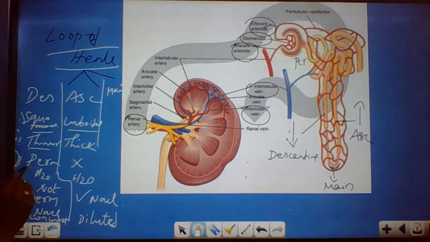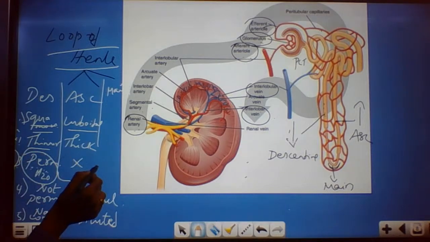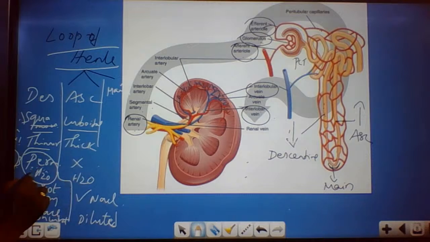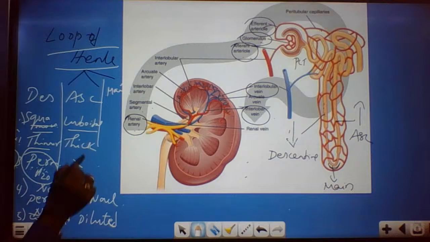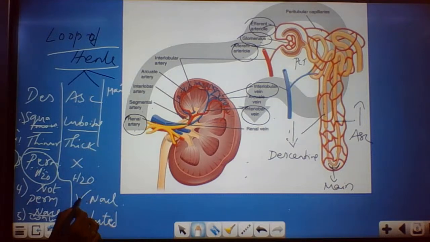Then the permeability is very important in this area. The descending loop of Henle is permeable to water. The ascending is not permeable to water. The descending is permeable to water but not permeable to the sodium chloride electrolytes, whereas the ascending loop is permeable to sodium chloride.